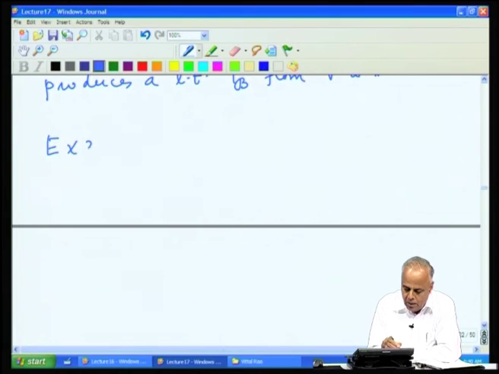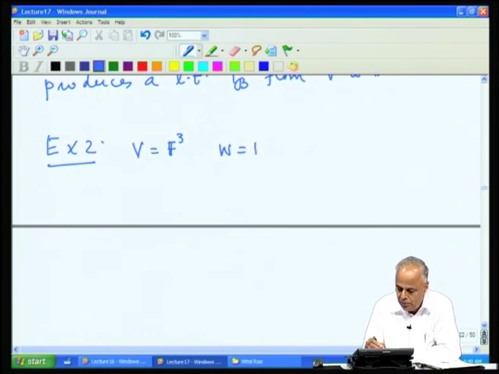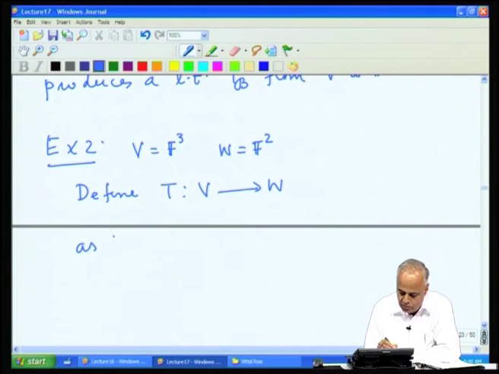Let us look at simpler examples now. Take V to be F 3 and W to be equal to F 2. Define a transformation T from V to W as follows.